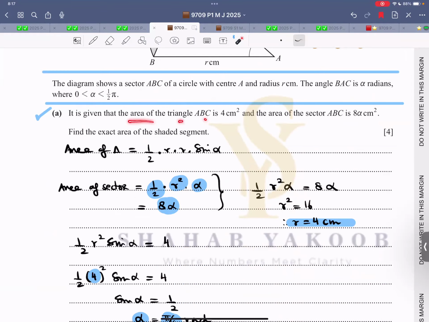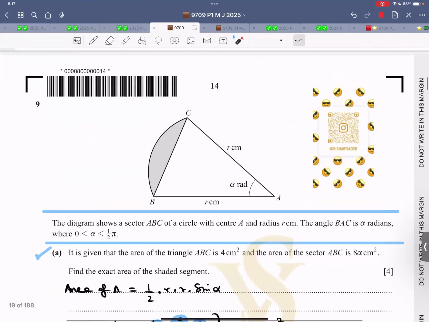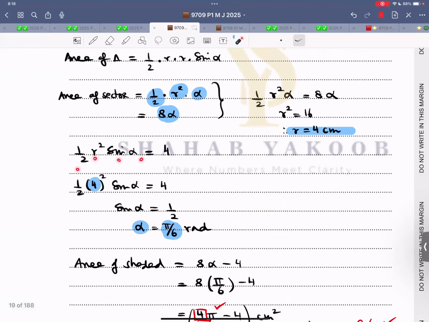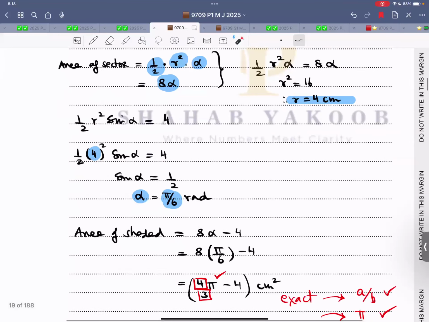It is given that the area of the triangle is 4 centimeters square and the area of the sector is 8 alpha. So area of triangle, half AB sine C. And area of sector, half R square alpha. So area of triangle, that's a formula. Area of sector, that's a formula. Area of sector is 8 alpha. In other words, R comes out to be 4. So it seemed initially like there are two unknowns, but that's not the issue. You first find R. Now you plug the value of R over here. So half R square sine alpha, half 4 square sine alpha, 8 sine alpha, half into 4 square is 8.